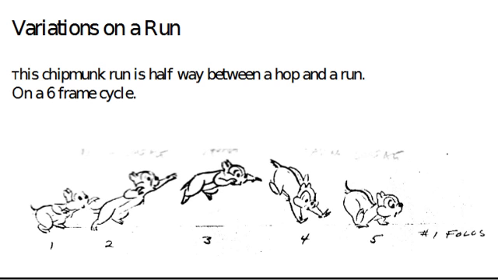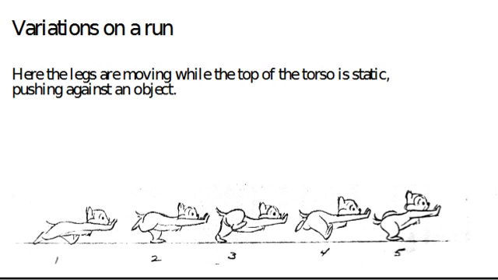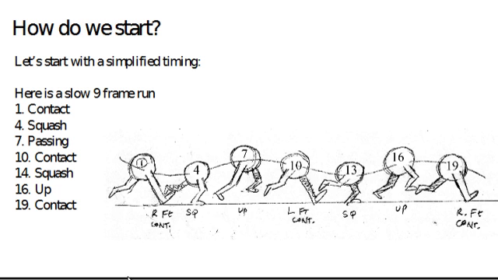Here's a 6-frame cycle with a chipmunk, kind of a hop here, a sort of hopping run cycle. Here's another variation on a run. This is a chipmunk sort of pushing against some kind of a heavy object. But we're going to do a very simplified run, and we're going to do a 9-frame run. That's kind of a slow run. But we're going to do it because it's relatively easy to control the timing on this one.